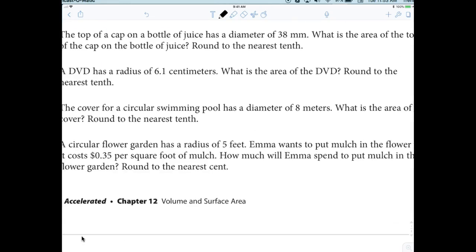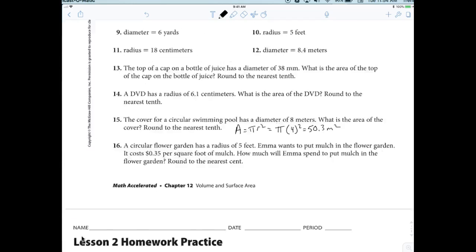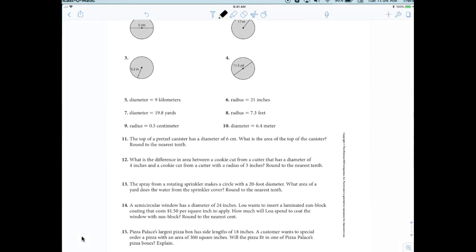So what do we do? So A equals pi r squared, and the radius would be 4. Mm-hmm. So pi times 4 squared equals 50.3 meters squared. I don't think anything's hard there. Everybody agree? You just have to determine if it's the diameter or the radius. All right, let me look at the next one.